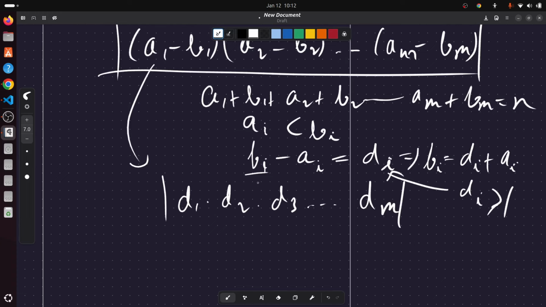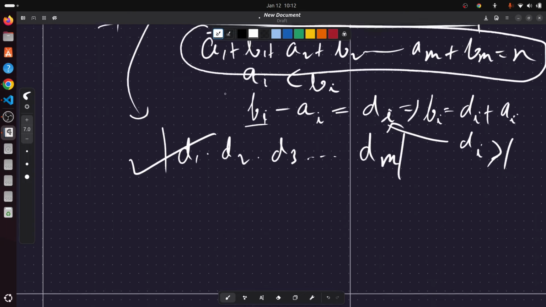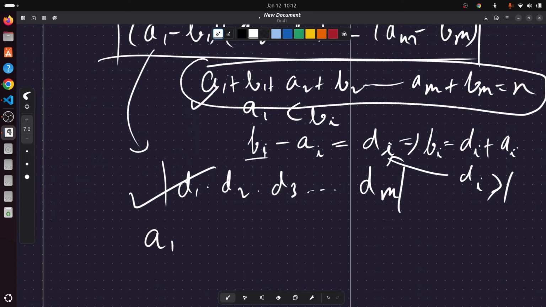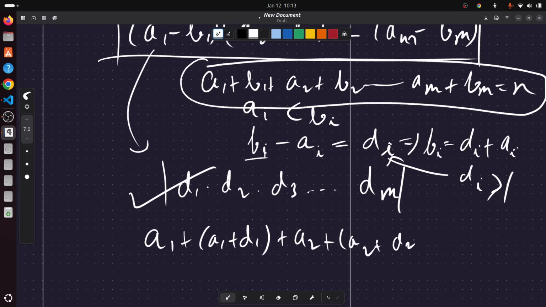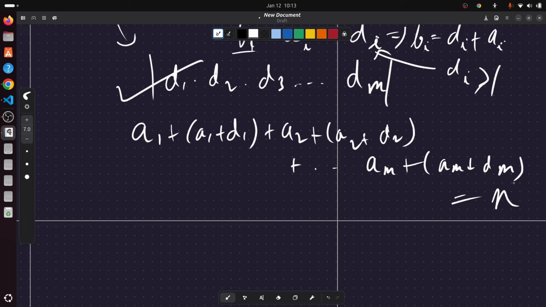So I can replace this bi minus ai with di, so I can get this product. And my condition, I will rewrite this in terms of a and d, right? So this a1 is fine, but b1 is equal to a1 plus d1, then a2 plus d2, and so on until am plus dm, right? And this I want to be equal to n, right?